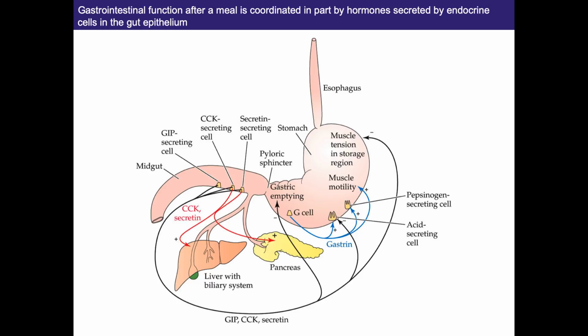G cells, going back to the stomach, remember G cells secrete gastrin. So gastrin, remember, stimulates acid secretion. These other ones, GIP, CCK, and secretin, they all decrease gastric emptying and decrease acid secretion. All right, let's fly through the rest of this.